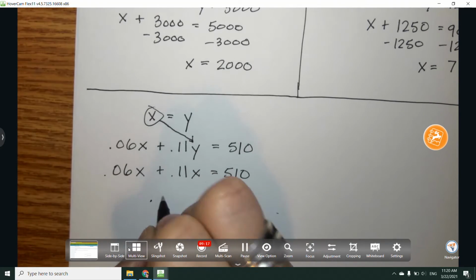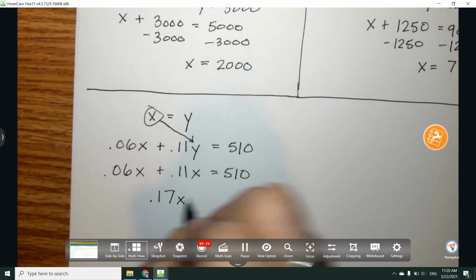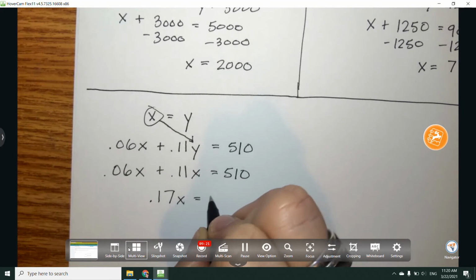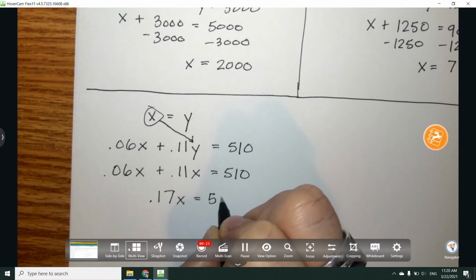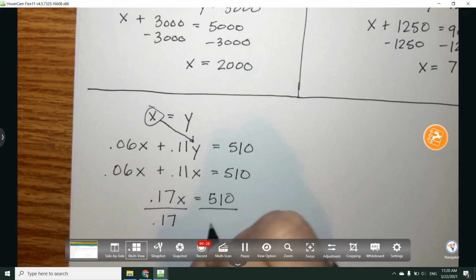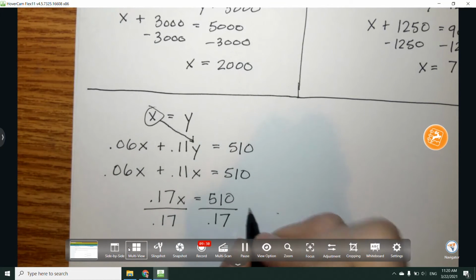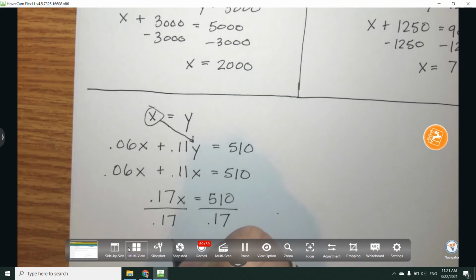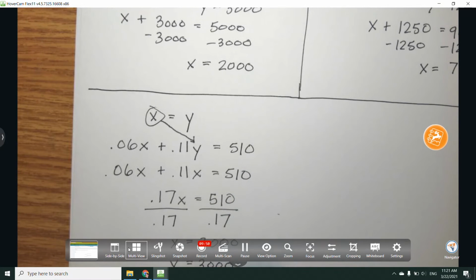We get 0.17x is equal to 510. Then we're just going to divide by 0.17 on each side, and we find out that x is equal to 3,000. And since x equals 3,000, that's also what y equals. If we added them together, which is probably what it's going to ask us, the total money that we invested was 6,000.